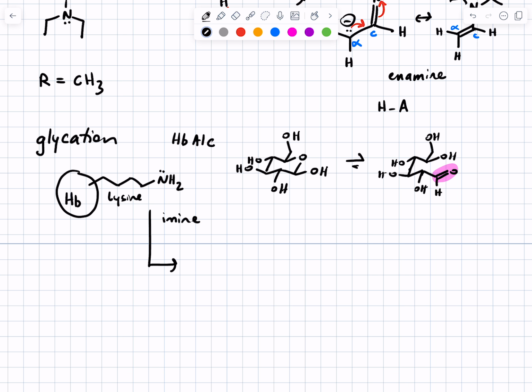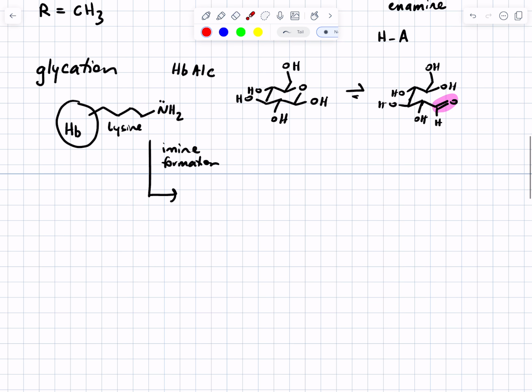Hemoglobin is just one of the proteins that's in your blood, so it's easy to measure. But you can imagine that forming imines on groups that are supposed to be positively charged might actually change the structure and function of some proteins. So here is hemoglobin, here is the lysine side chain, and here it now is an imine attached to glucose, where R here equals the rest of glucose.